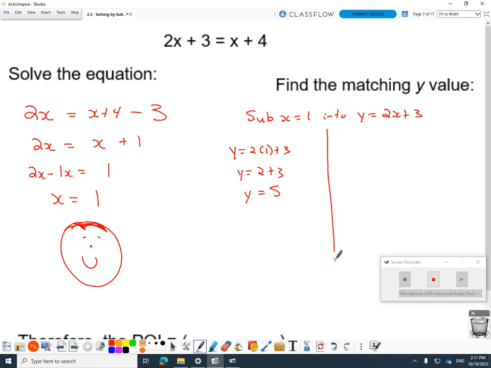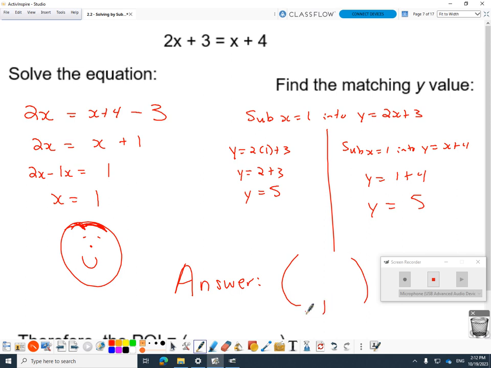Joseph used y equals 2x plus 3. That's the one he liked. Could he have used y equals x plus 4? Oh, we better check, eh? Sub x equals 1 into the other equation. And watch what happens here. What's 1 plus 4? Also 5. Both equations will give the same answer. So it doesn't matter which one you sub back in. Final answer. An x and a y. What's the x? 1. What's the y? 5.